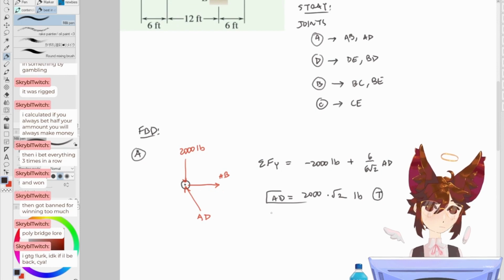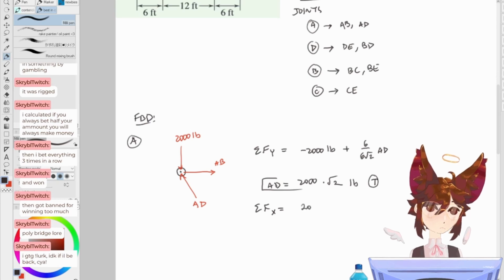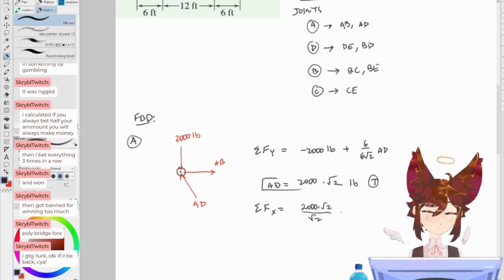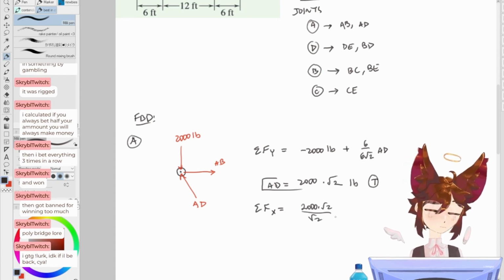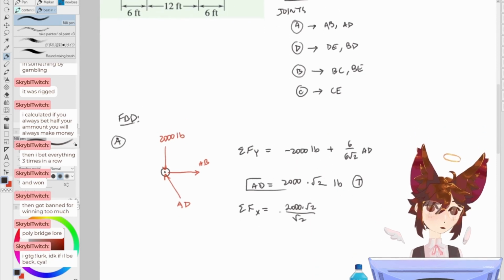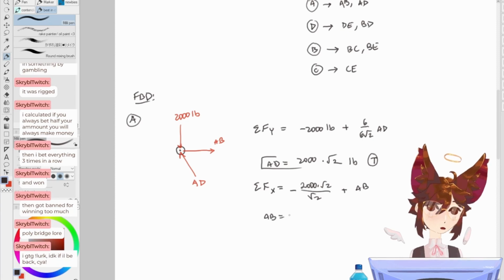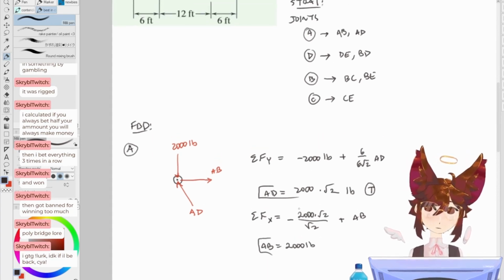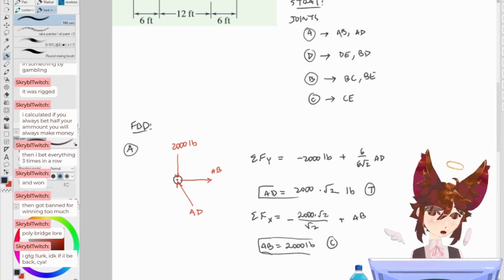Alright, and then sum of Fx equals 2000 times root 2 over root 2, minus that plus AB. So AB equals 2000. So if this is pulling on that, it's going to push on it, so that's in compression. Let me think. Is that right?